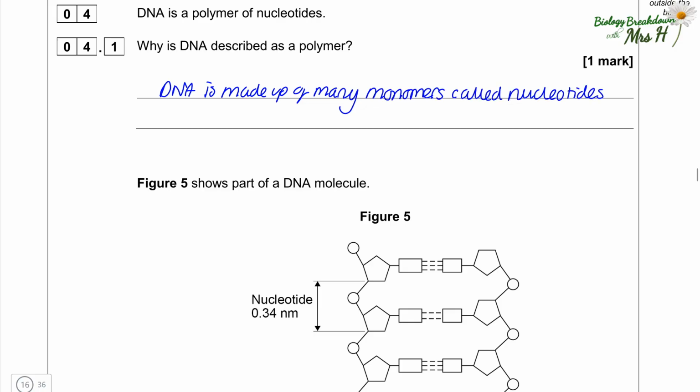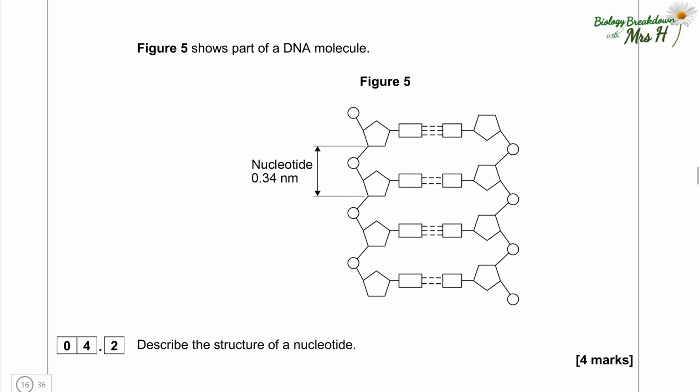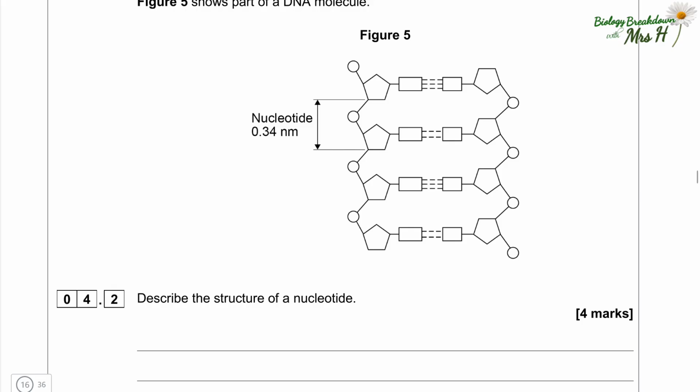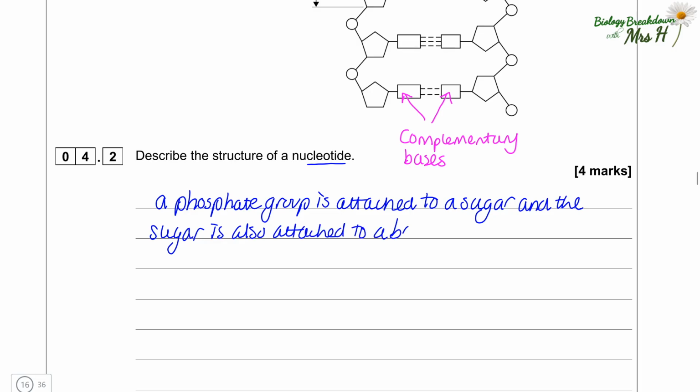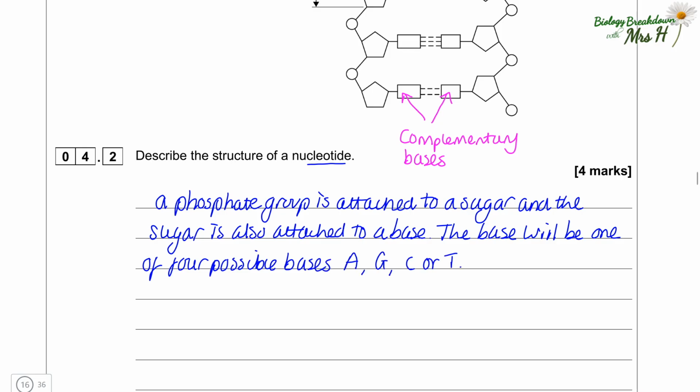Figure 5 shows part of a DNA molecule. Describe the structure of a nucleotide. So we're just going to focus in on one area. We've got a sugar, a phosphate group, we've got a base, and these are our complementary bases. A phosphate group is attached to a sugar, which we can see clearly in the diagram, and the sugar is also attached to a base, and the base will be one of 4 possible bases.